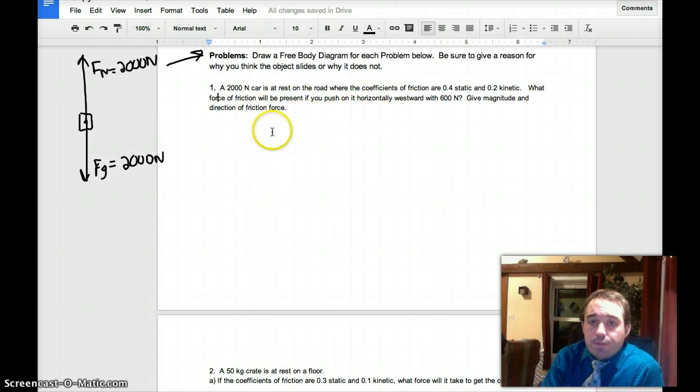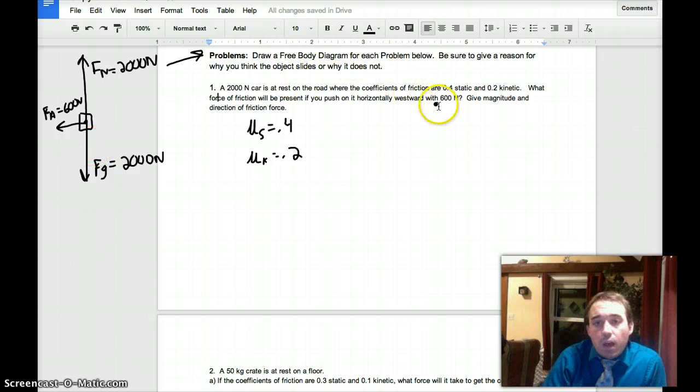The coefficients of friction are 0.4 static, so that's my mu s is 0.4. My kinetic, mu k, is 0.2. What force of friction will be present if you push horizontally westward with 600 newtons? Westward, 600. If I'm pushing, that's an applied force. That's Fa, 600 newtons.